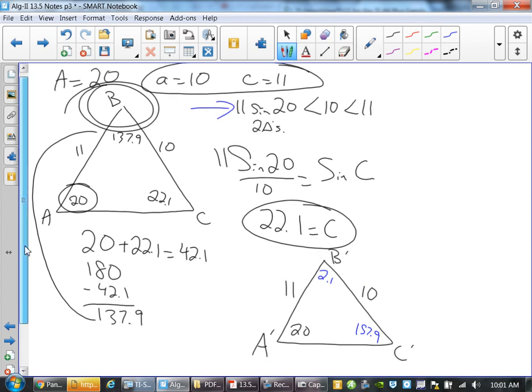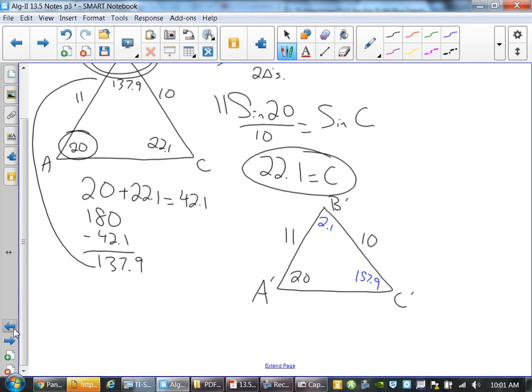Because all you're doing is checking to see: I find this first angle, 22.1. What's its supplement? 157 and change. 157 and change plus 20. Is there enough left over to make 180? Yes or no? If yes, two triangles. If no, no two triangles.